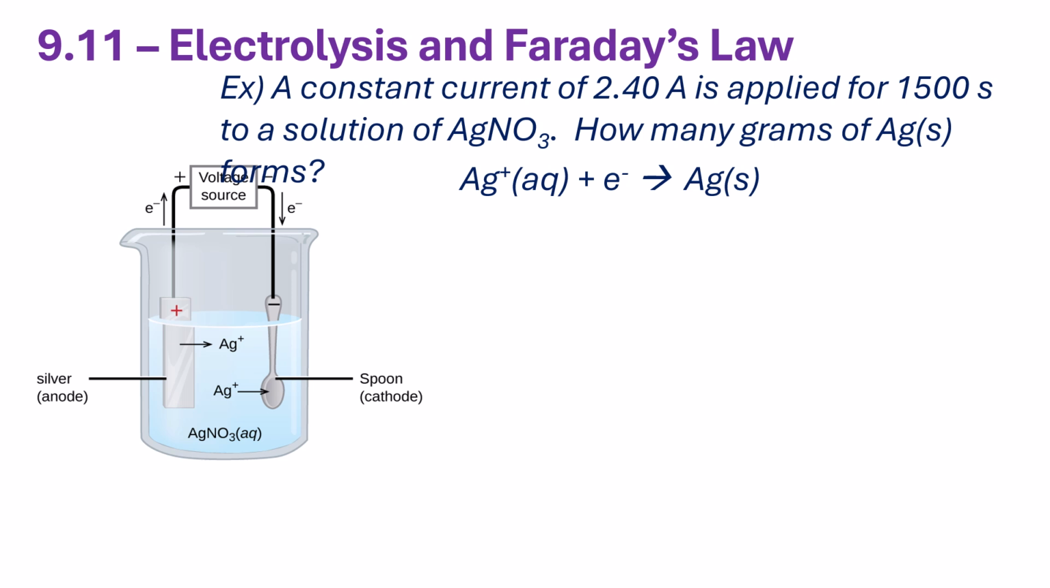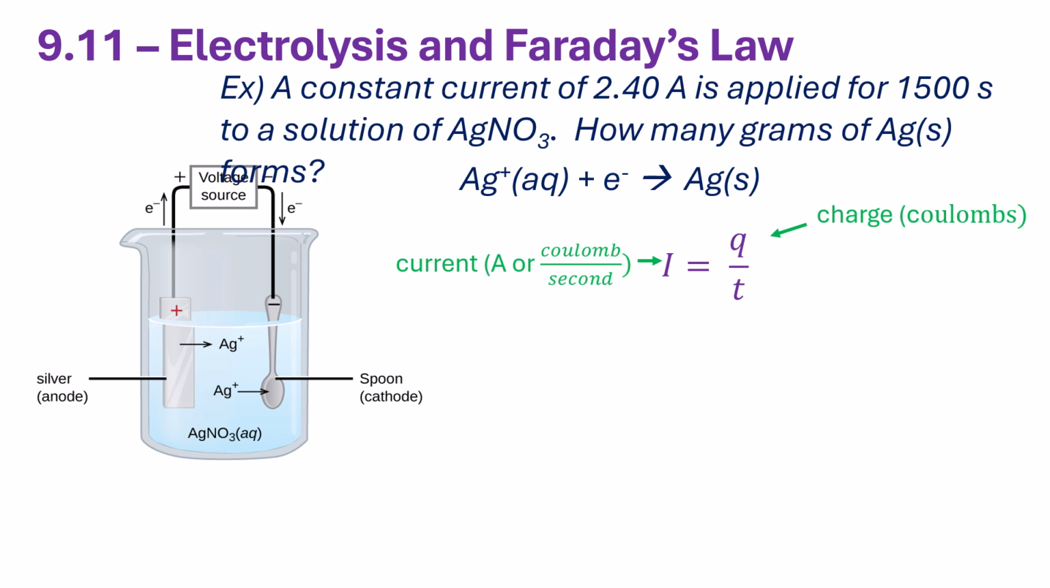And so let's talk about what this means. We're going to be using the equation I equals Q over T. This is on your formula sheet. I stands for current, so it is measured in amperes, but more importantly for us, amperes is coulombs per second. And then the charge is measured in coulombs. So coulombs are just a measure of charge. And then, of course, T is time in seconds.